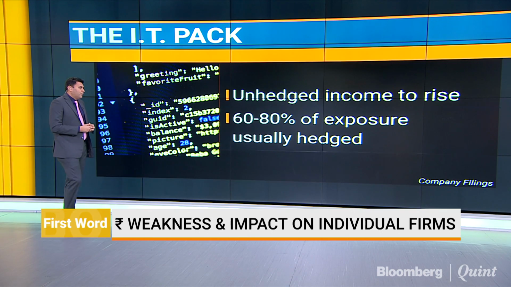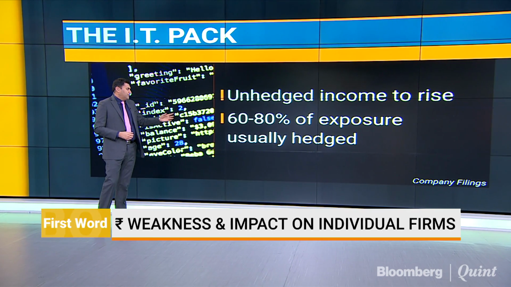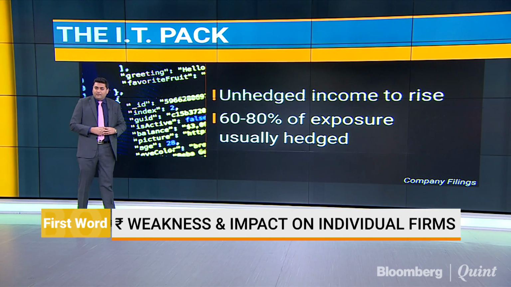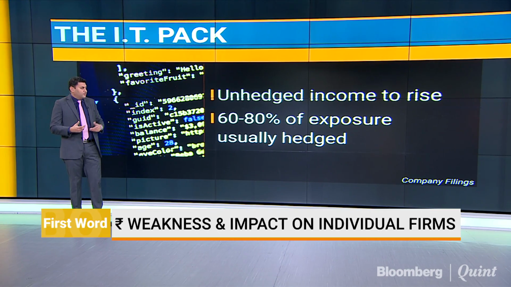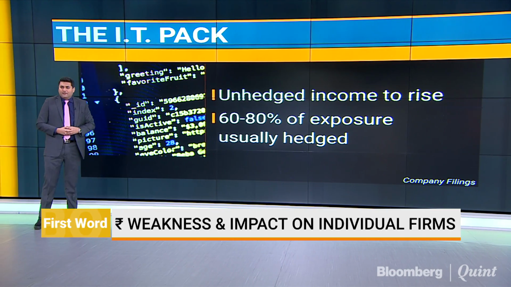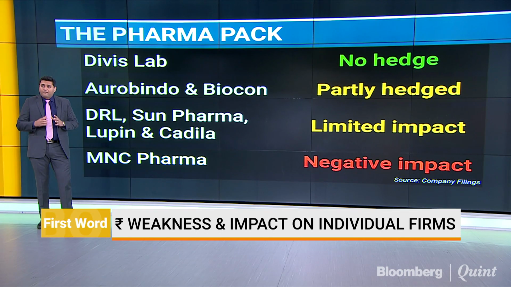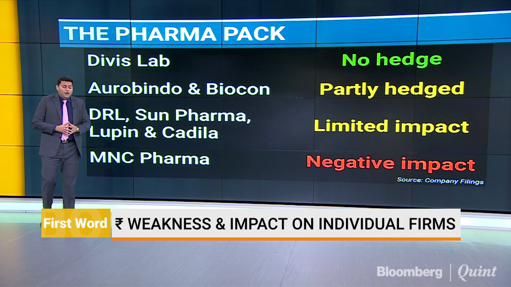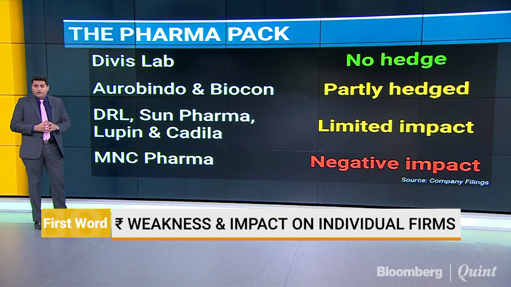Secondly, unhedged income will rise for them, and 60 to 80% of the exposure is usually hedged. So some of the companies which don't have unhedged exposure will definitely benefit. So that's the IT pack for you. Pharma pack, that's the big one. That also benefits, and you've seen pharma on an uptrend.